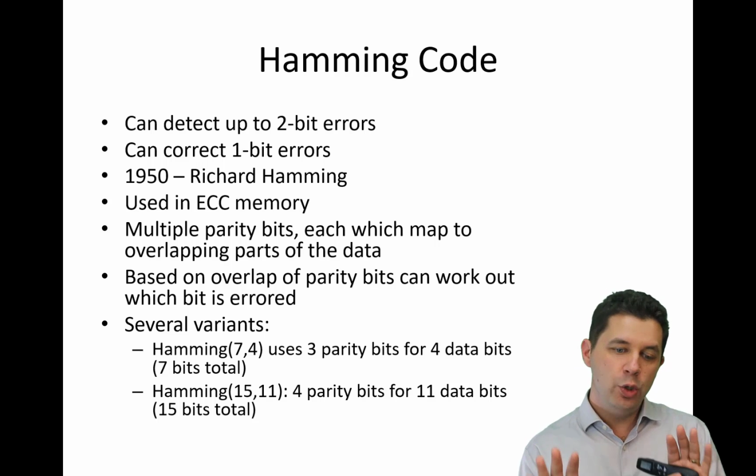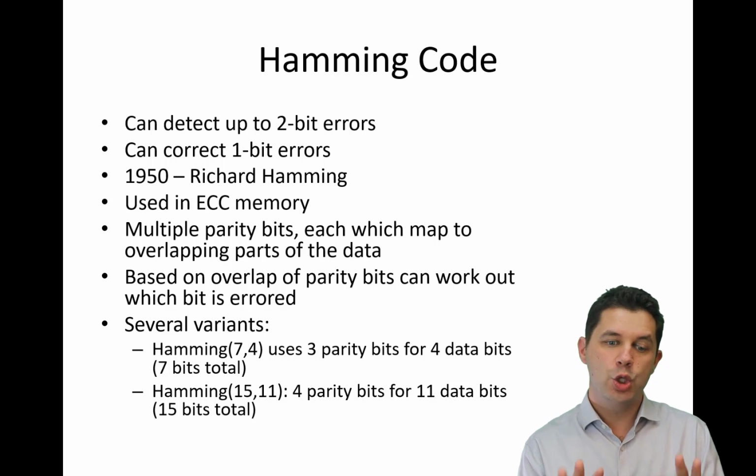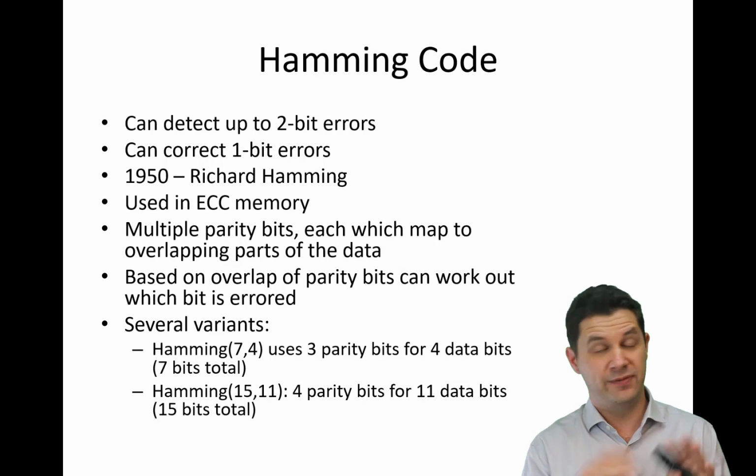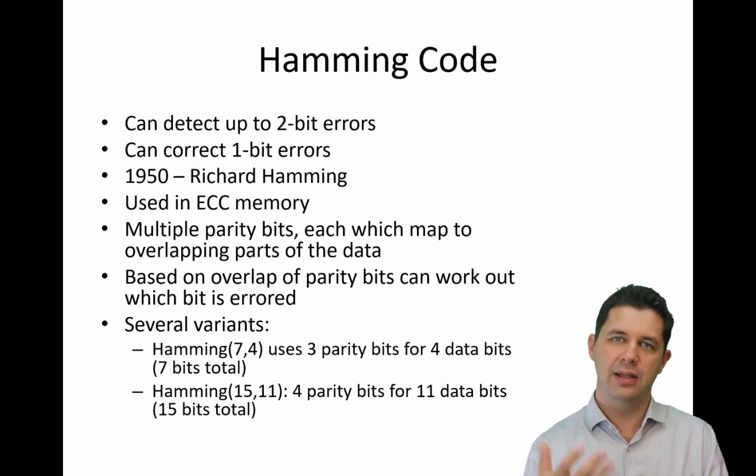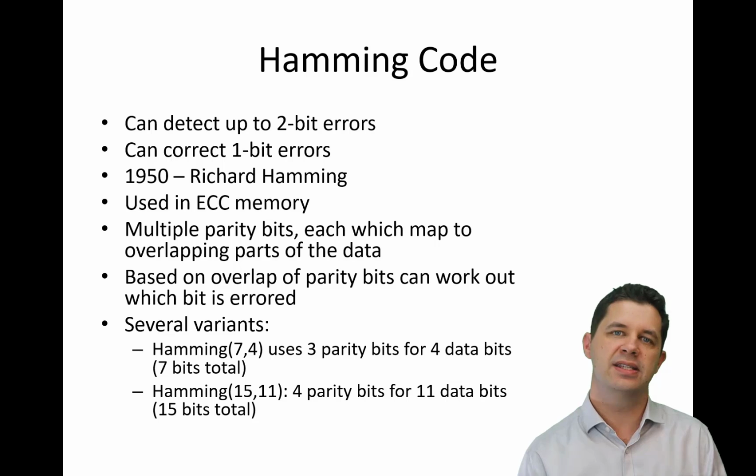And we use those parity bits to work out which bit in our data, or in fact the parity bit, is in error. And once we've worked out which one is in error, we can flip it and make it not in error anymore. Now, there's a bunch of different variants of Hamming codes.